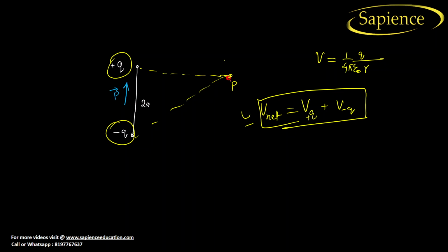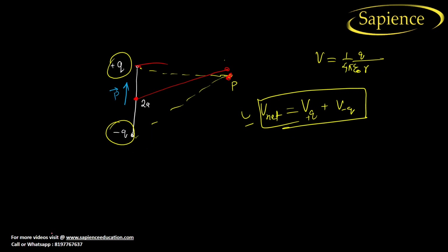if you want to find the potential at a point P due to a dipole, where do we measure the distance from the dipole? If you want to take the distance from the dipole, you don't take the distance from either of the charges. You have to take it from the center of the dipole, because we are talking about the distance from the dipole.